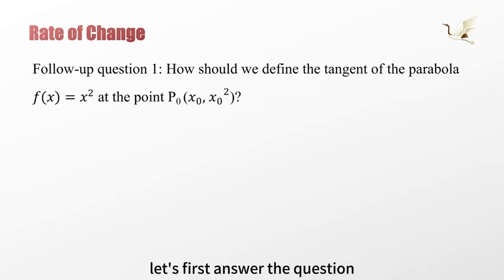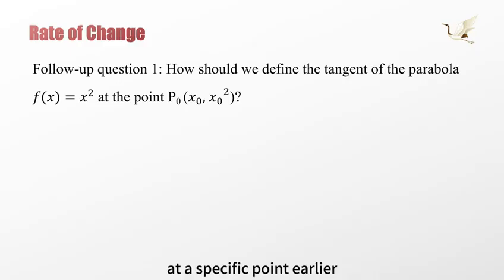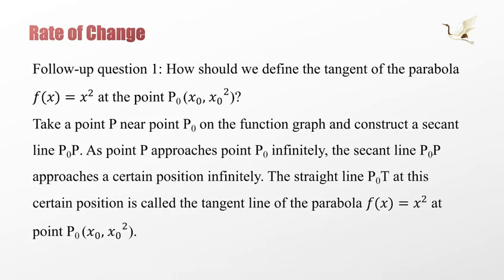Let's first answer the question: how should we define the tangent of the parabola f(x) = x² at the point P0 (x0, x0²)? Just like defining the tangent of a parabola at a specific point earlier, the definition is generally applicable to any point P0 (x0, x0²) on the parabola.